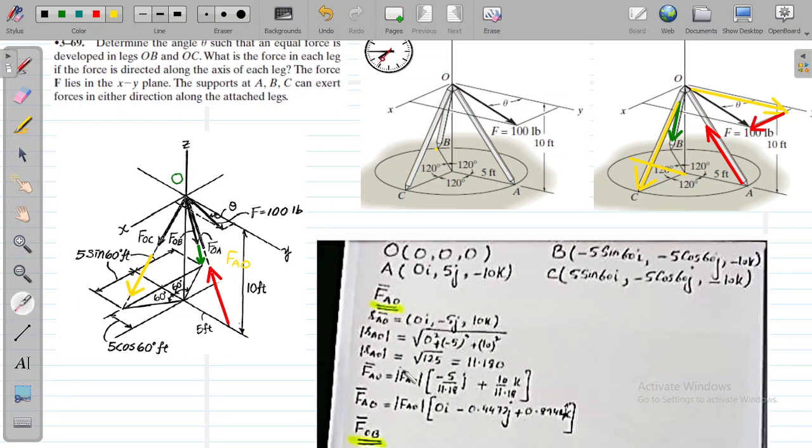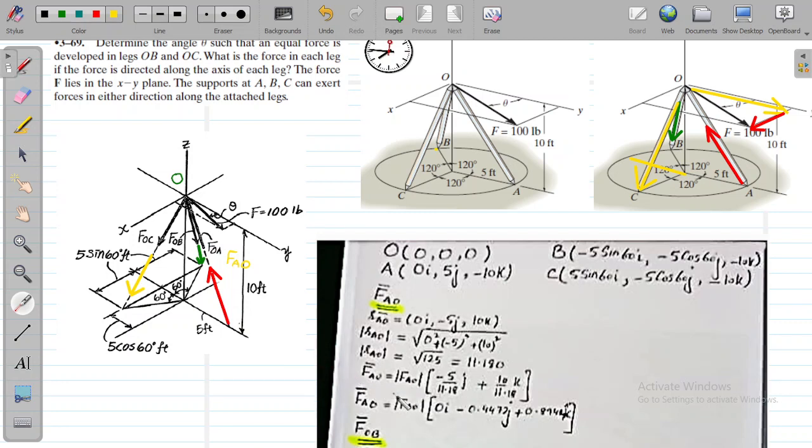It will be the square root of minus 5 the whole square plus 10 the whole square. So you will take the magnitude of RAO as 125. If you take the square root of 125, you get 11.18. Now you want to convert this force FAO into a Cartesian vector force.